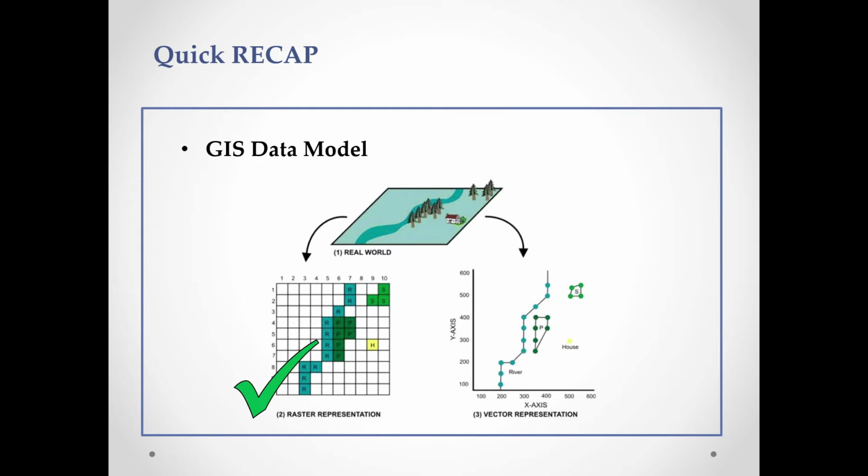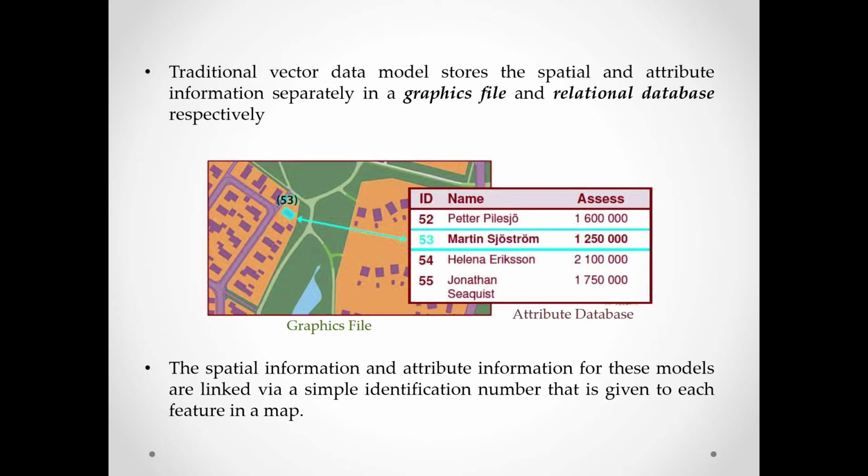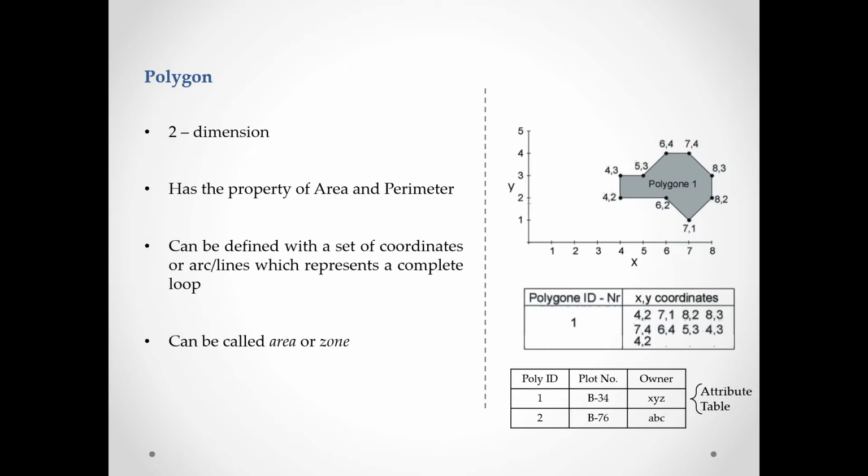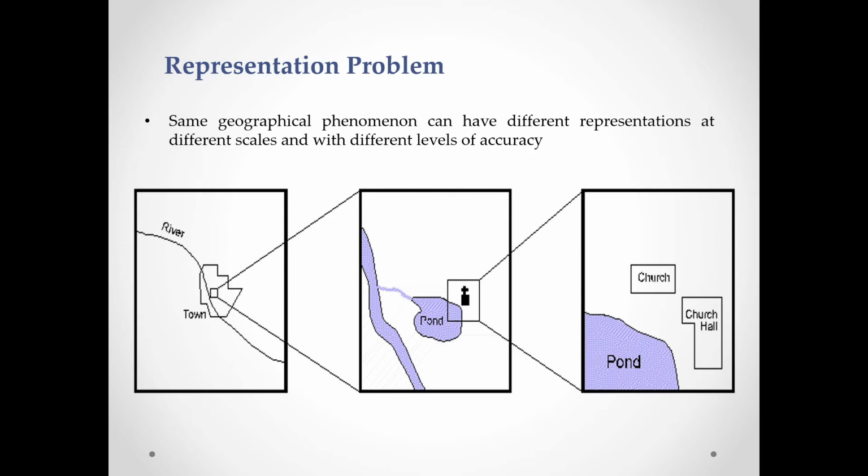We have already discussed these things in lecture number 6 part 1. We discussed the problems associated with representations. Some geographical phenomena can have different representations at different scales and different levels of accuracy.